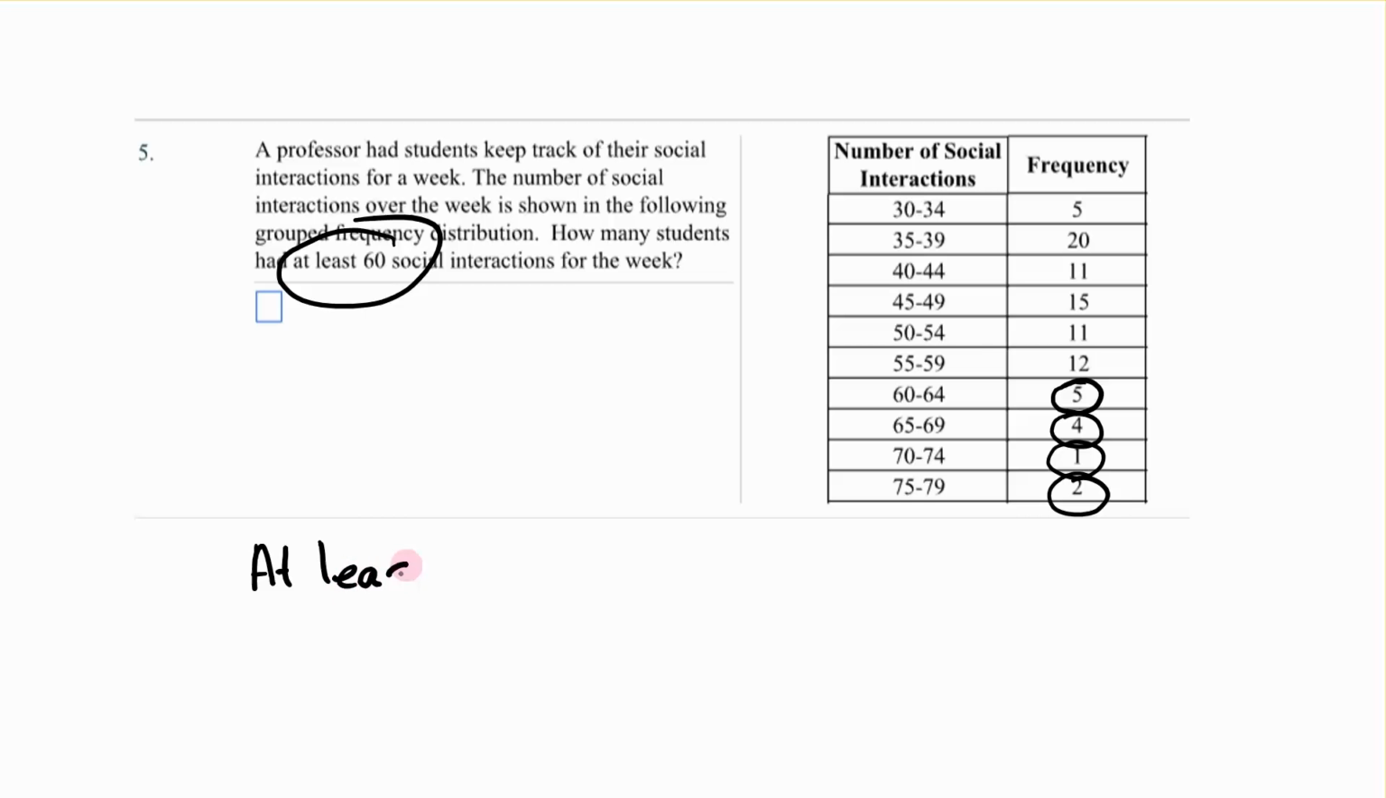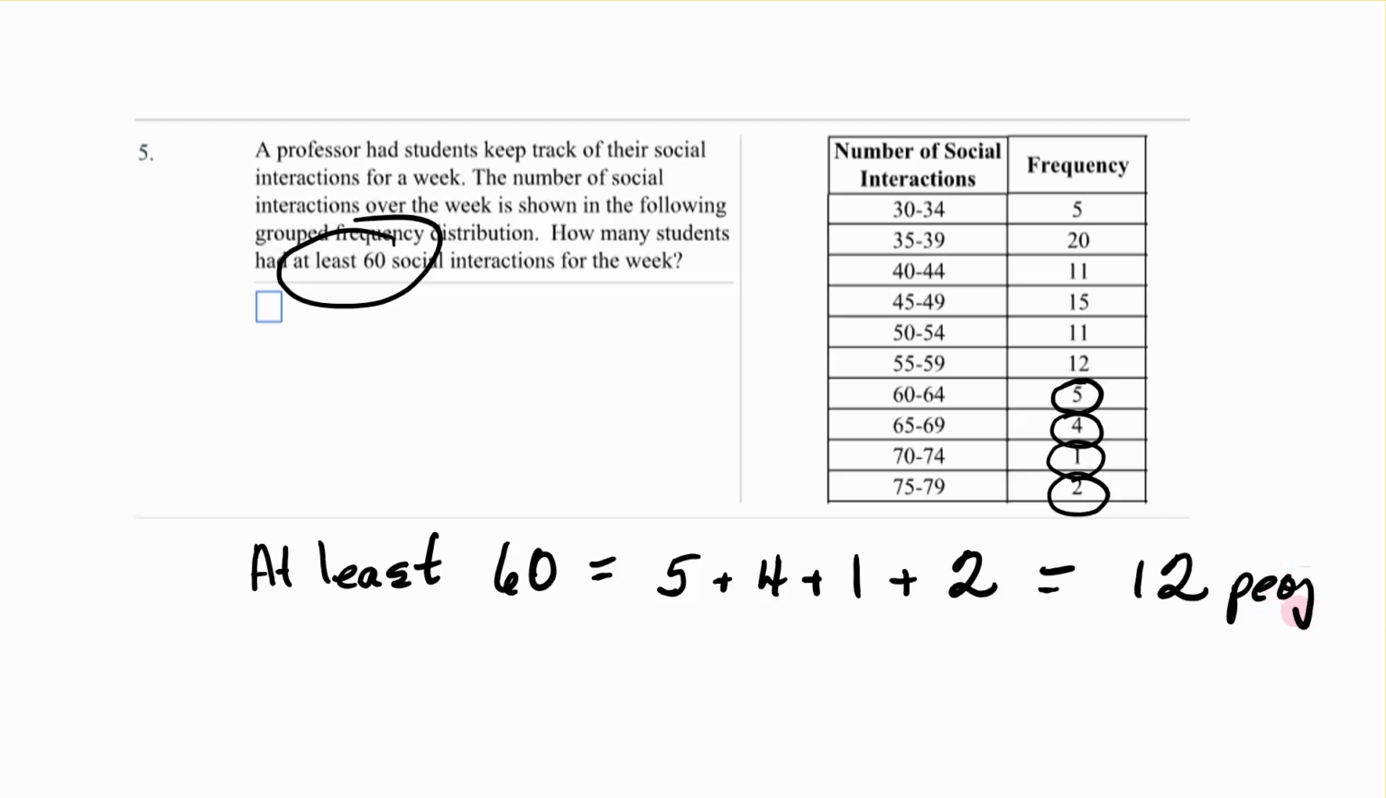So at least 60 would be 5 plus 4 plus 1 plus 2, which will be 12 people. I added up the frequencies of the categories that satisfied the condition.